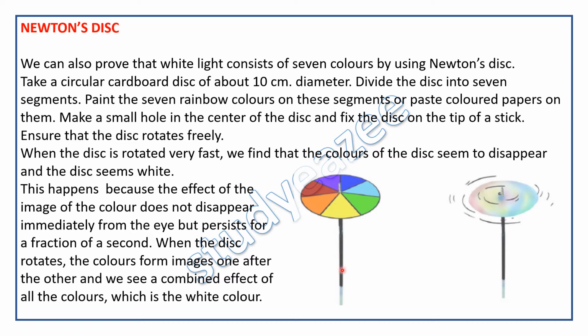Make a small hole in the center of the disc and fix the disc on the tip of a stick. You can see the stick. Ensure that the disc rotates freely. When the disc is rotated very fast, we find that the colors of the disc seem to disappear and the disc seems white. This happens because the effect of the image of the color does not disappear immediately from the eye but persists for a fraction of a second.